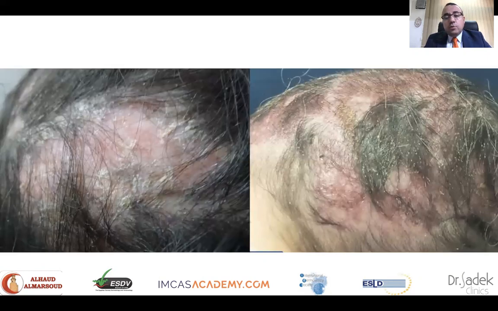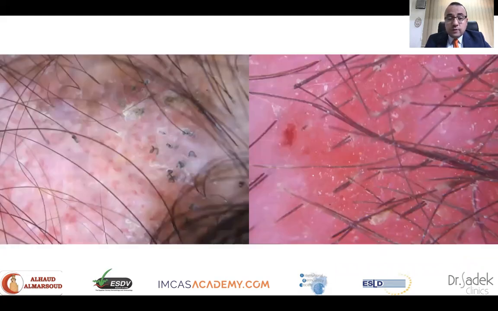Okay, now to those two ladies with erythematous scaly hair loss. And these are the trichoscopic images.